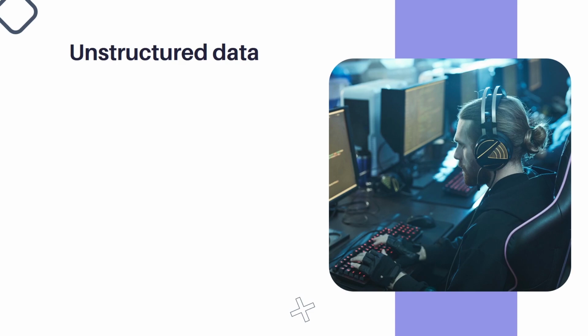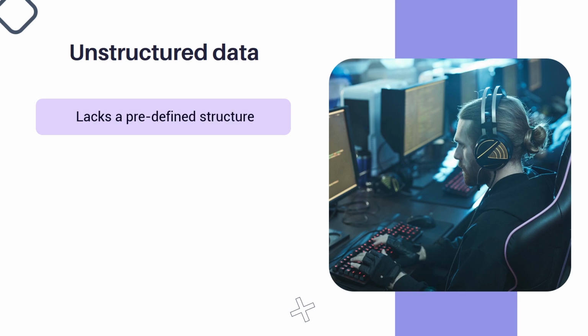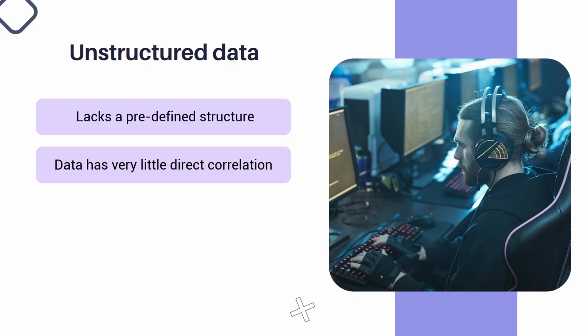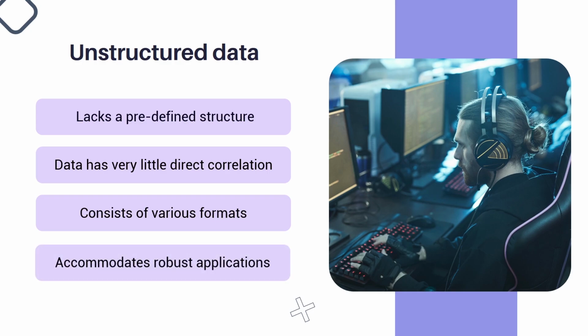Unstructured data, on the other hand, is significantly different. Unstructured data lacks a predefined structure and does not conform to a specific schema or data model. It is often characterized by its free-form nature, making it challenging to organize and analyze using traditional database management systems. Therefore, the data has very little direct correlation. Unstructured data can take various formats such as text documents, emails, images, videos, social media posts, audio recordings, and so much more. It does not adhere to a fixed format, and the information it contains may not be easily extractable without specific processing techniques. Because these databases are quite efficient, they easily accommodate robust application development.